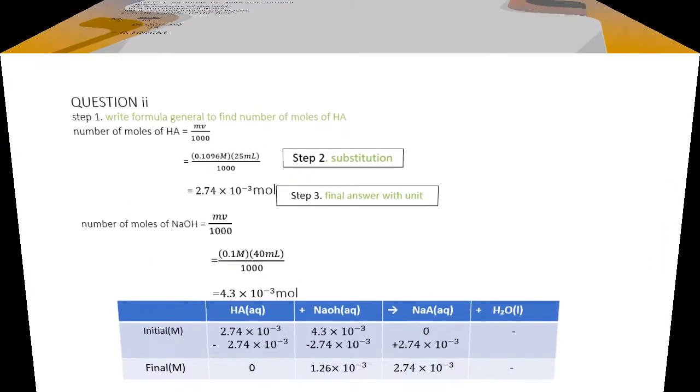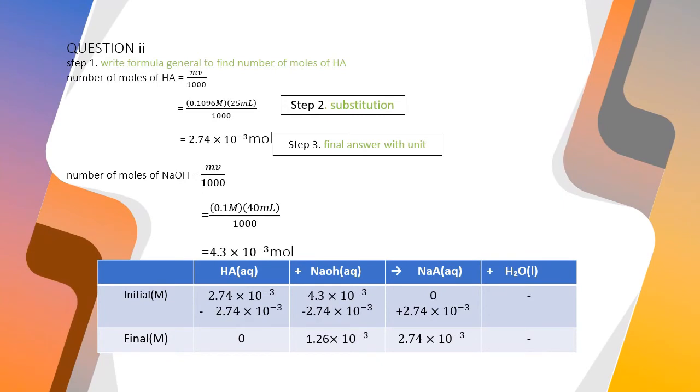Next, question 2. Calculate the pH of the solution if 40 ml NaOH is added to the acid solution. Step 1. Write the general formula to find the number of moles of HA and to find the number of moles of NaOH. Why? We need these values to insert into the table. This table is similar to an ICE table, but it doesn't have change and equilibrium. It has initial and final, only two, initial and final.